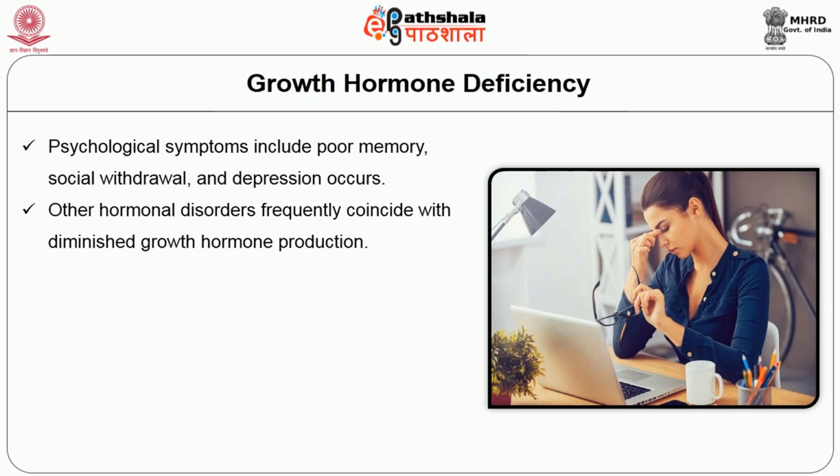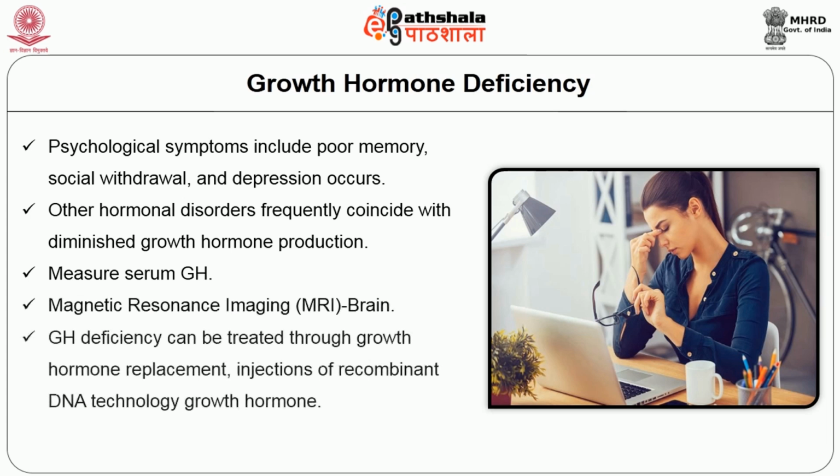In such cases we have to measure the growth hormone level, and an MRI should be done to assess the pituitary tumor. This can be treated by recombinant DNA technology growth hormone. If a tumor is present in the pituitary, it can be managed by radiation or surgery.